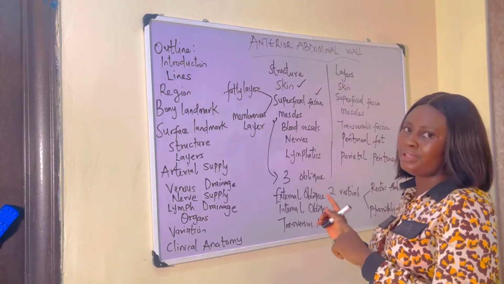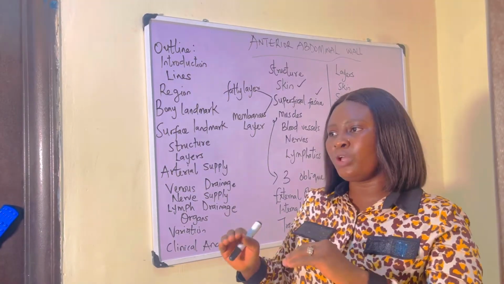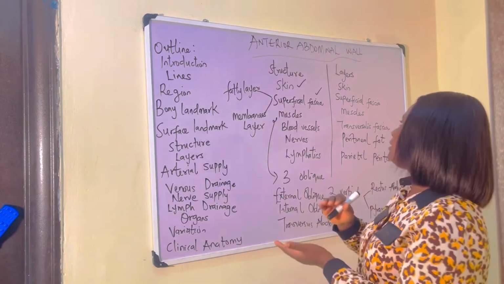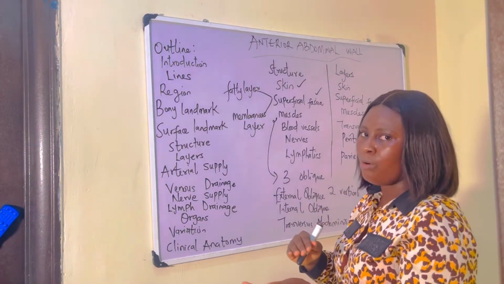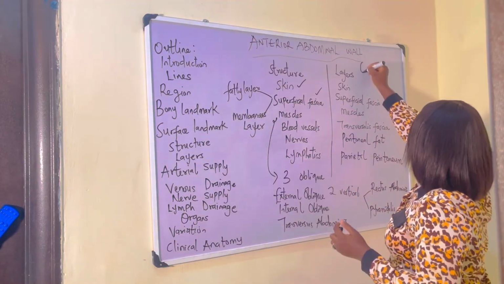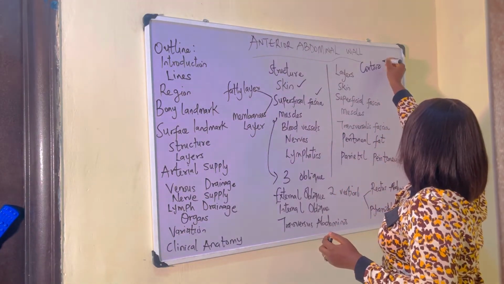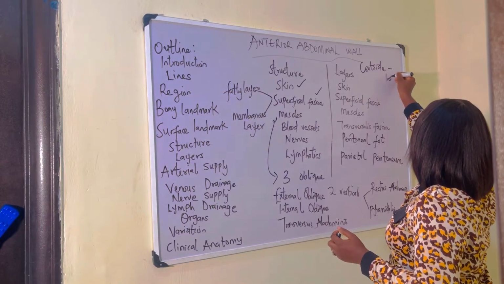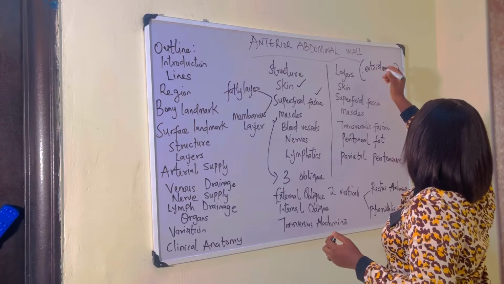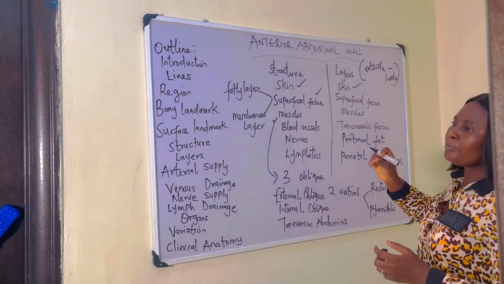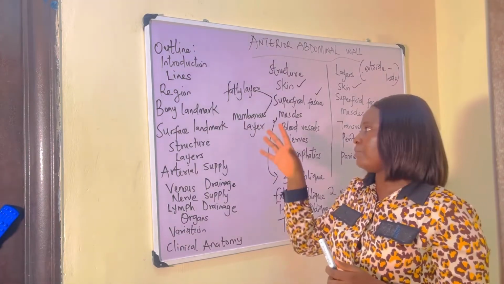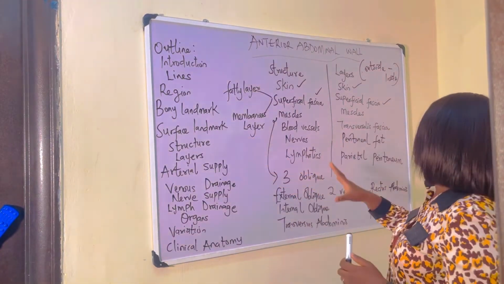Now it's different from the layers. The layers are the ways in which the things we'll find in the anterior abdominal wall are arranged, okay? Now, the layers of the anterior abdominal wall consist, from outside to inside, of the skin, okay, and the superficial fascia, which includes the fatty layer as well as the membranous layer. It's the same thing that we can see in the structures.